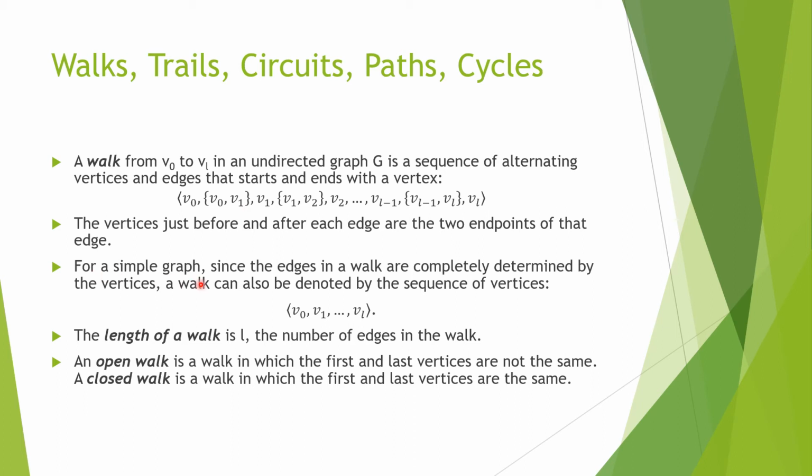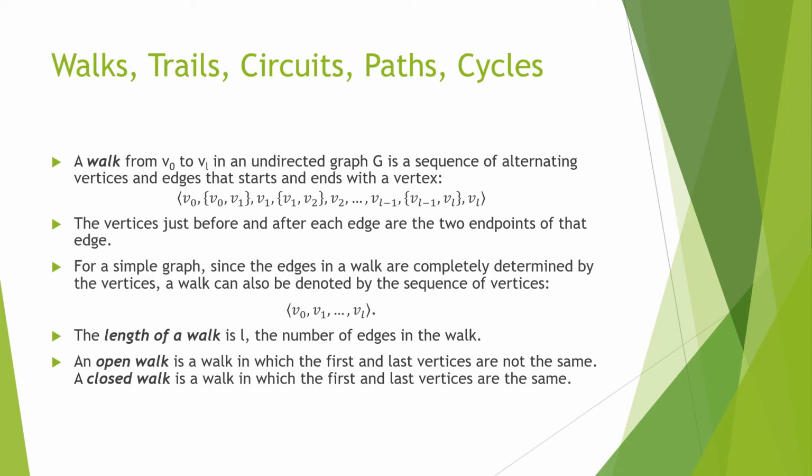For a simple graph, since the edges in a walk are completely determined by the vertices, you can represent a walk by only the sequence of vertices. So you can ignore the edges. Just write all the vertices if the graph is simple. Why? Because if the graph is not simple, then you may have loops. You may have parallel edges, and if you have parallel edges, then there may be more than one edge between two given vertices.